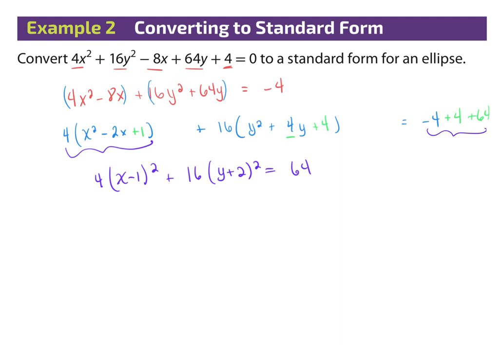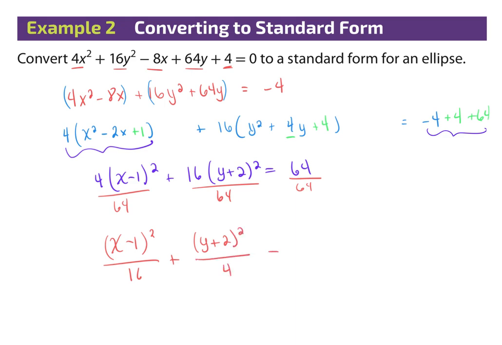Now we're going to do exactly the same thing that we did on my last problem, like B, right? I need to divide everything by 64 because this must be equal to 1. So I am going to divide every single piece by 64. All right, so I'm going to get x minus 1 quantity squared over 16 plus y plus 2 quantity squared over 4 equals 1. That is standard form, and now I can do everything I need to do. I get my vertices, my major, my minor. I can do all of that at this point because I have it in standard form.